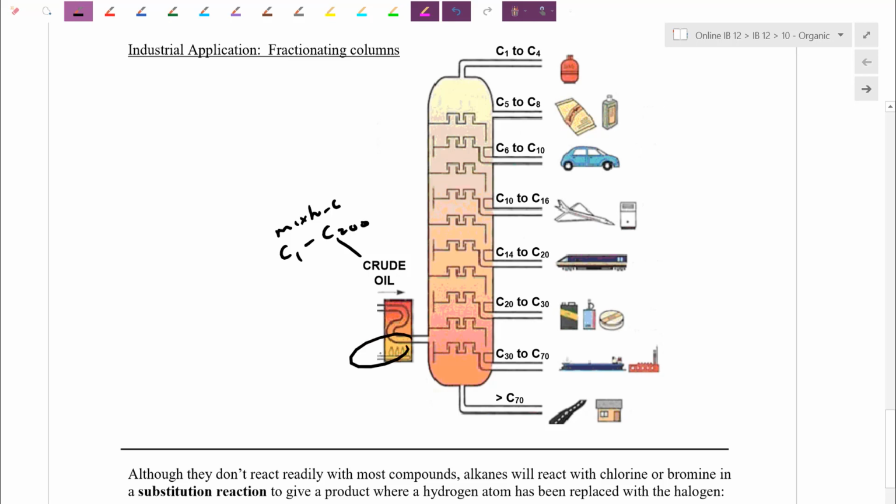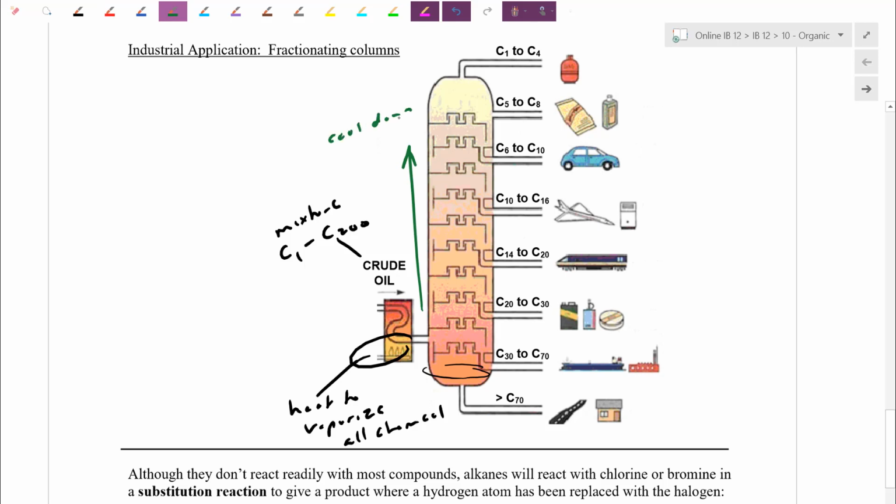Here's what happens. We heat to vaporize all chemicals. So take everything, all the short chains and long chains. Let's have the heat source down here. Let's put it all in the gas state. The heat source is still going to be hot when it first enters this part here. As it rises, it's going to steadily cool down, right? As it cools down, it's going to cool as the gas rises.